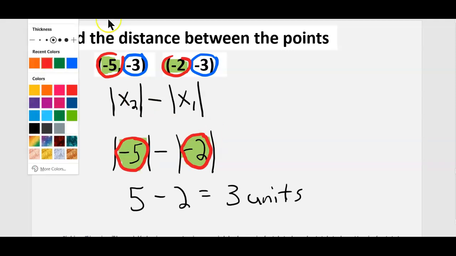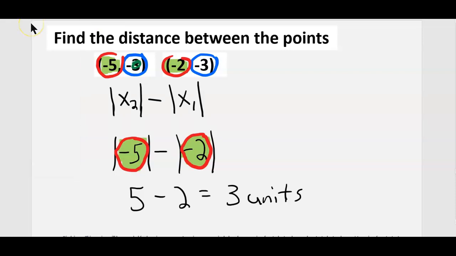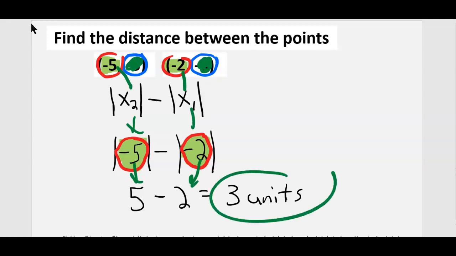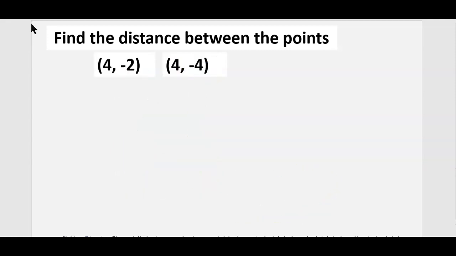Again, let's just cross off the ones we're not using, just so we don't get confused. These are the ones we're not using. These are not the DCs. Take the DC here, take the DC here, like negative 5 becomes a 5, negative 2 becomes a 2, subtract: 3 units. You try this one.